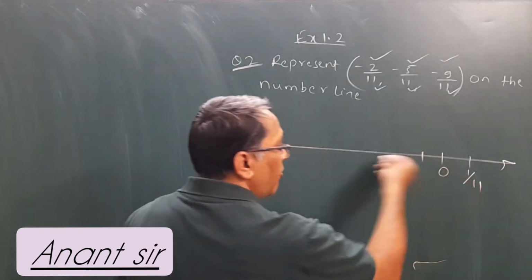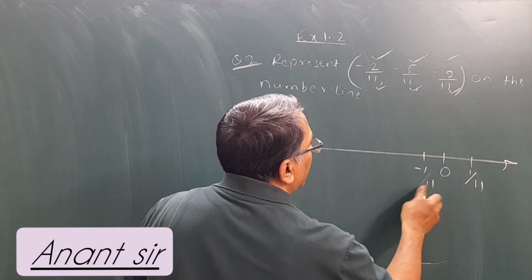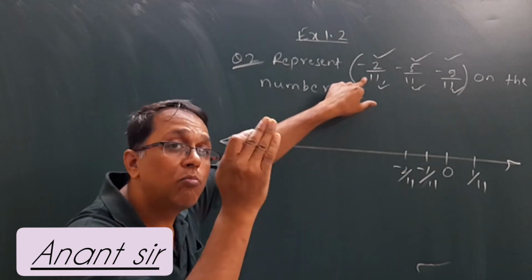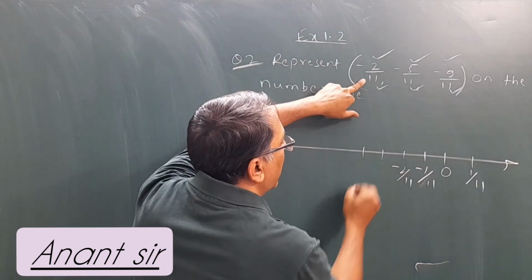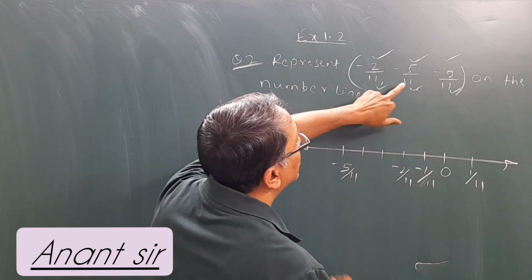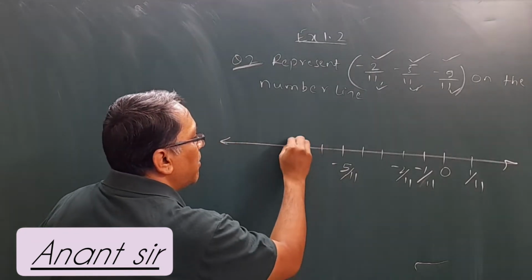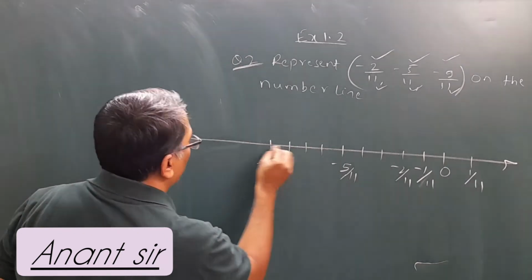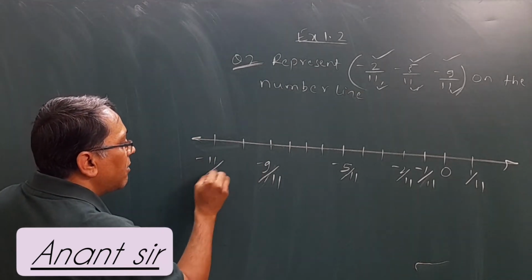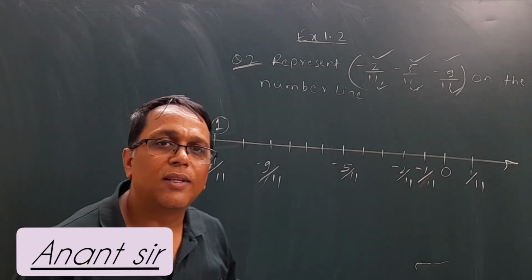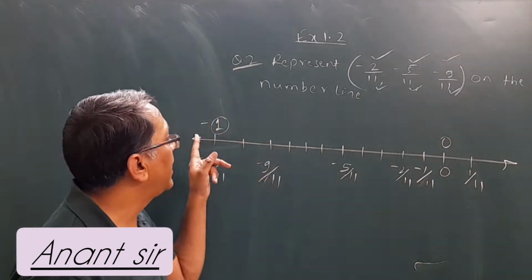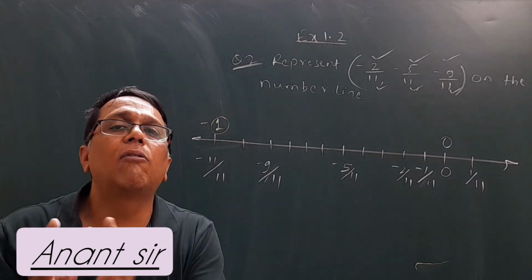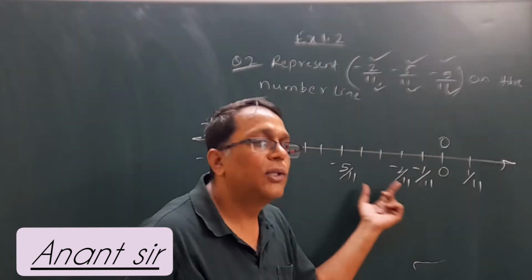So the first number on the left hand side will be minus 1 by 11, then minus 2 by 11. I don't have to write all the numbers, but I have to mark them. This is minus 3 by 11, minus 4 by 11, this number becomes minus 5 by 11, minus 6, minus 7, minus 8, this number becomes minus 9 by 11. Then if you want you can extend this further: minus 10 by 11 and minus 11 by 11, therefore this is minus 1. So between 0 and 1, we have divided this part into 11 equal parts. That's why we have taken 11 in the denominator, students.